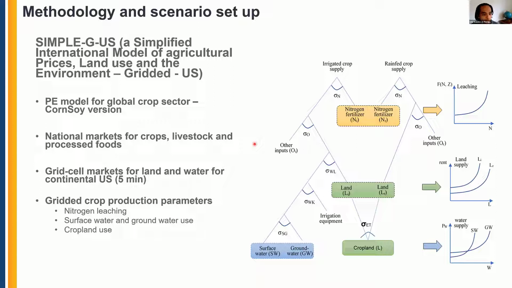Now, Simple G also has national markets for crops, livestock, and processed food. It also has global trade for crops, so crops that are not going to be produced in the US could be produced in the rest of the world. And then it also has robust information on the production parameters, nitrogen leaching, surface water and groundwater use, and also cropland use.